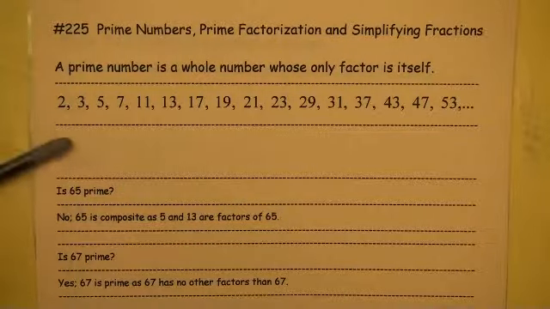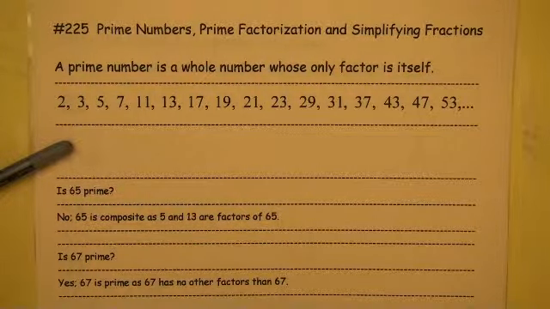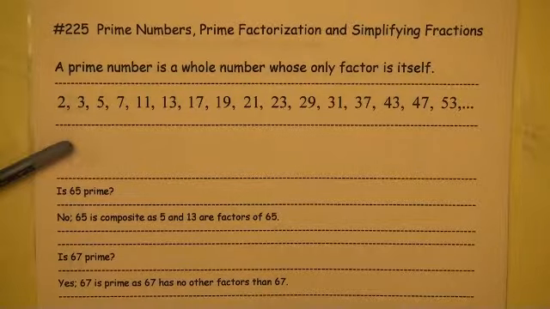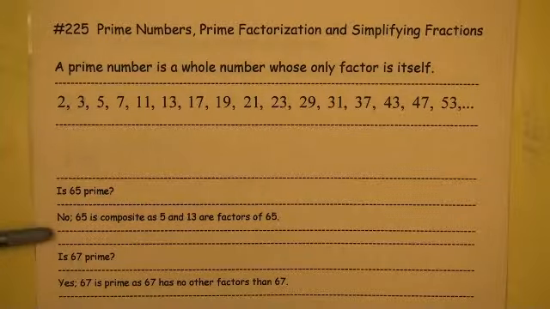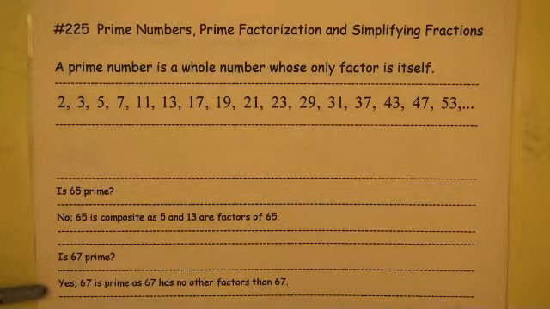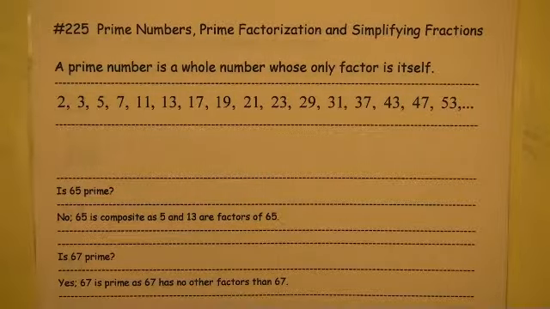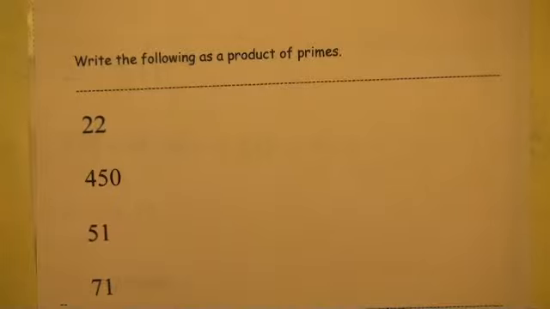Here's a list of the first few prime numbers, and obviously on the list every number here is odd except for 2. And notice 51's not on the list because 51 can be written as 3 times 17. Is 65 prime? No, we would describe 65 as composite, as 5 and 13 are considered factors of 65. Is 67 prime? Yes, because 67 can only divide by 67 just that one time.